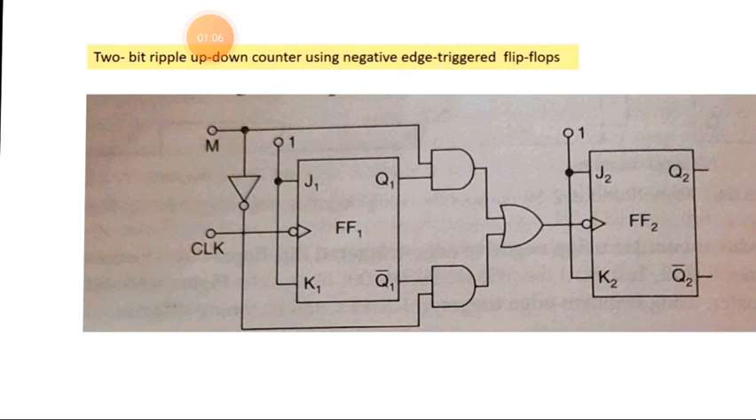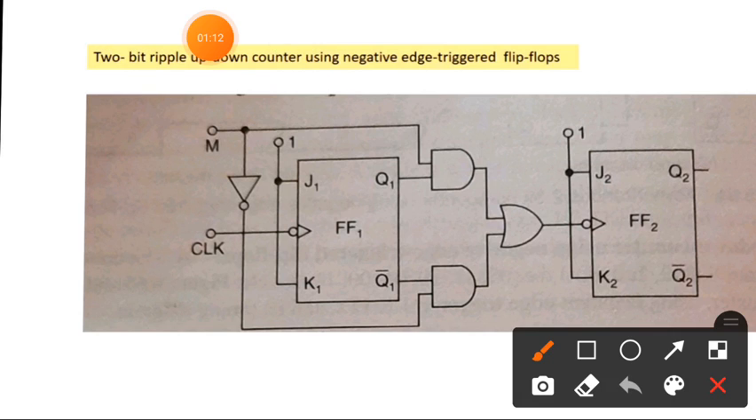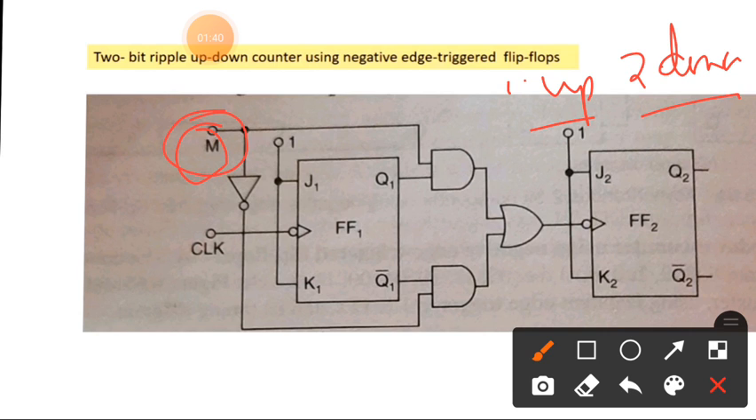Here a control signal or mode signal, that is M, is required to choose the direction of the count. There are two directions: one is upward, the second is downward. So we want to use it as either an upward counter or a downward counter, so we need to select the direction. Whether it is upward or downward will be decided by the mode control signal M.